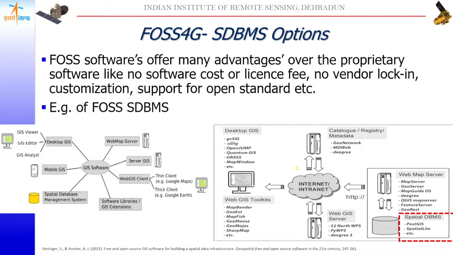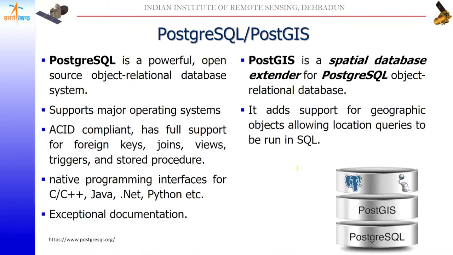So basically FOSS for geospatial applications provides a series of tools which are comparable to the proprietary software, both under the desktop environment, the web environment, and also under the spatial DBMS. Let's first discuss Postgres and PostGIS.